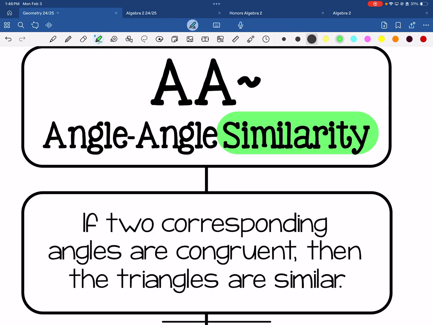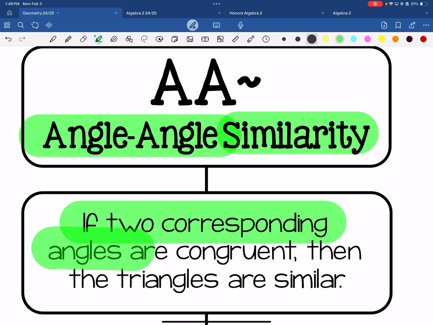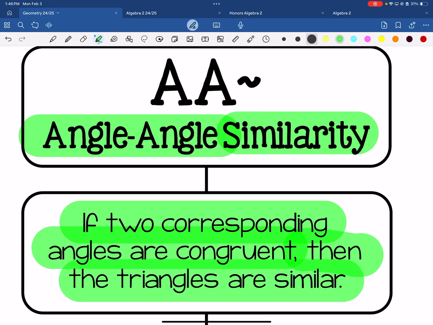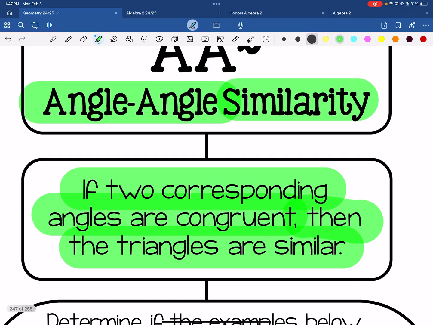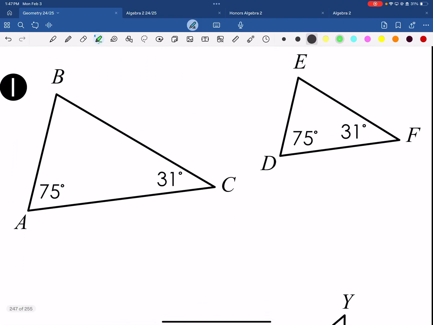The first similarity statement that we can use is what we call angle-angle similarity. What angle-angle similarity says is, if 2 corresponding angles are congruent, then the triangles are similar, meaning they look the same. So we want to be able to look at 2 triangles and see if they have 2 corresponding angles. And if they do, we can then say that they're similar, that they're the same shape as each other. So for example, if we have these 2 triangles, go ahead and write these in your notes.